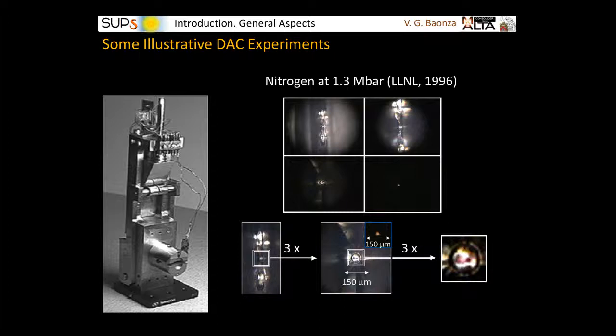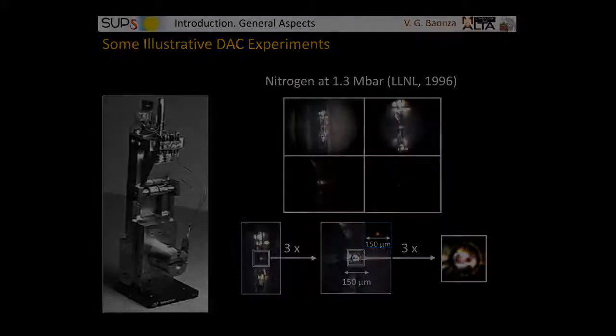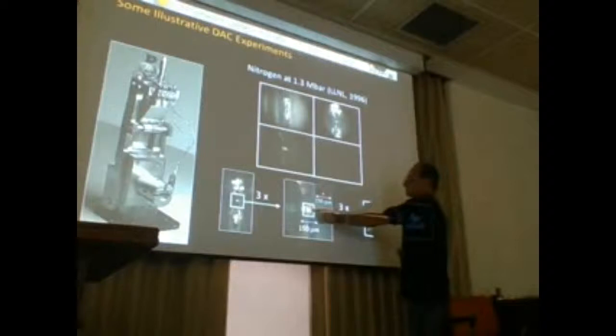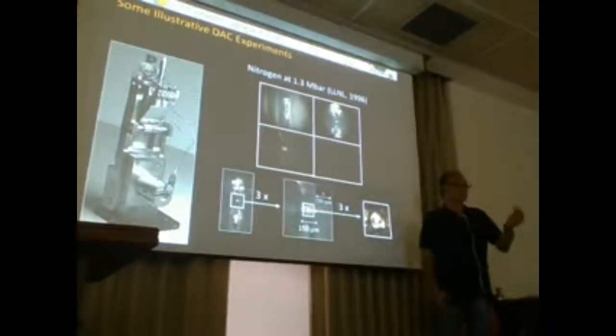Some experiments. I will show you three. This one is nitrogen at 1.3 megabars. I picked up the photos when I was a postdoc with Hector. When I came into his lab, this was the first sample I saw under pressure. So we can reach a lot of pressure above the megabar. You will see some examples in the conference and here. But the size of the sample could be very small.